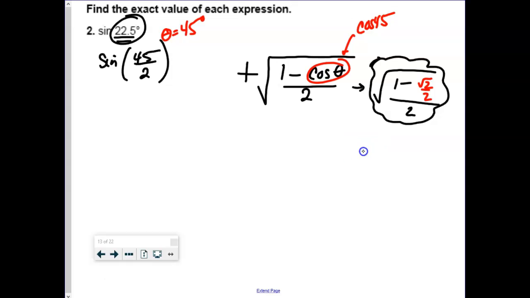What they probably want you to do in your book, though, is look at this numerator and get common denominators. So they'd call this 2 over 2, right? So they'd have 2 minus the square root of 2 over 2. And then it's divided by 2, so they can multiply that by 1/2 instead. So then it becomes the square root of 2 minus square root of 2 over 4. And then your book would say, well, the numerator is really gross, but the denominator, if you take the square root of 4, you get a 2.